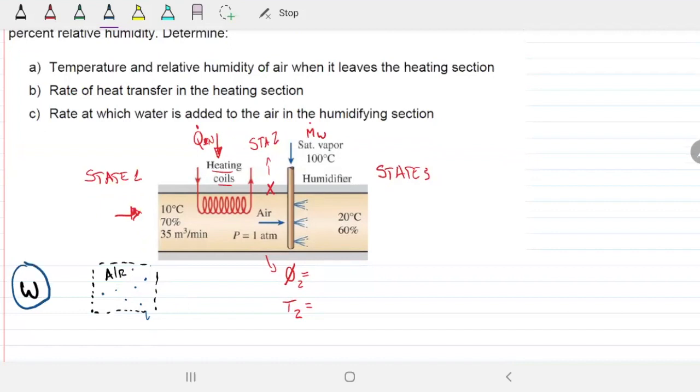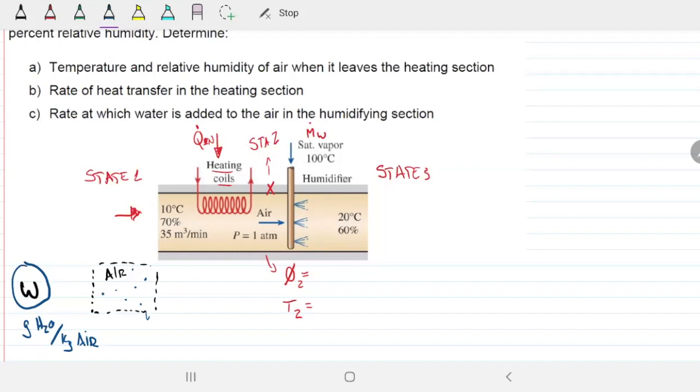Specific humidity or absolute humidity is the amount of water, so grams or kilograms of water, that I have for every kilogram of air. It's not related to how much it can hold, but just the absolute value, how much mass of water I have in relationship to how much mass of air I have.